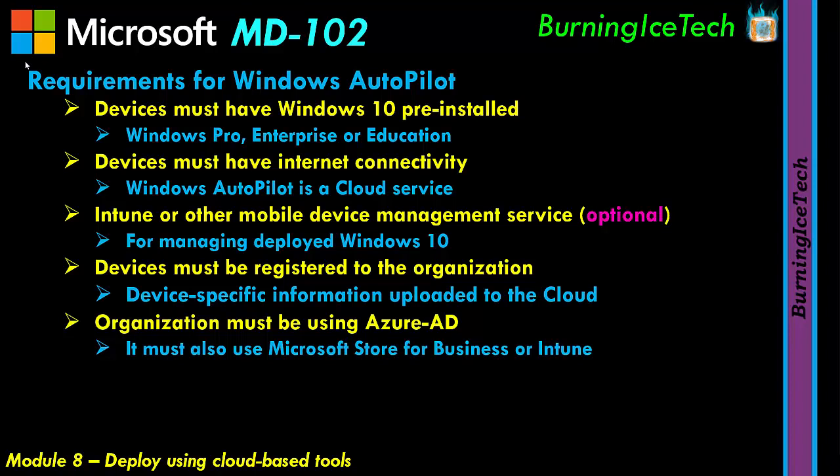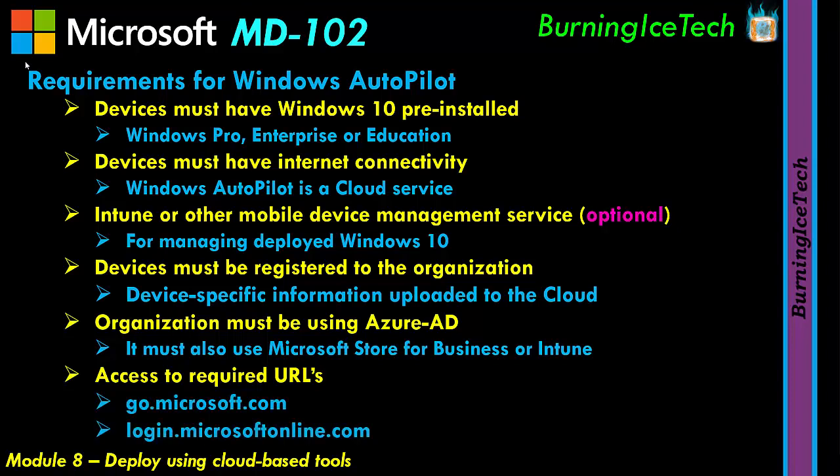And then lastly, guys, these users and their devices need access to specific required URLs. So you need to make sure that certain URLs like go.microsoft.com and login.microsoftonline.com are allowed in the firewall. It's obviously not limited to those two URLs, but those are the two main ones that need to be allowed in the firewall. Make sure the proxy is not blocking them, or anything else that you have in your environment that may or may not be blocking these.